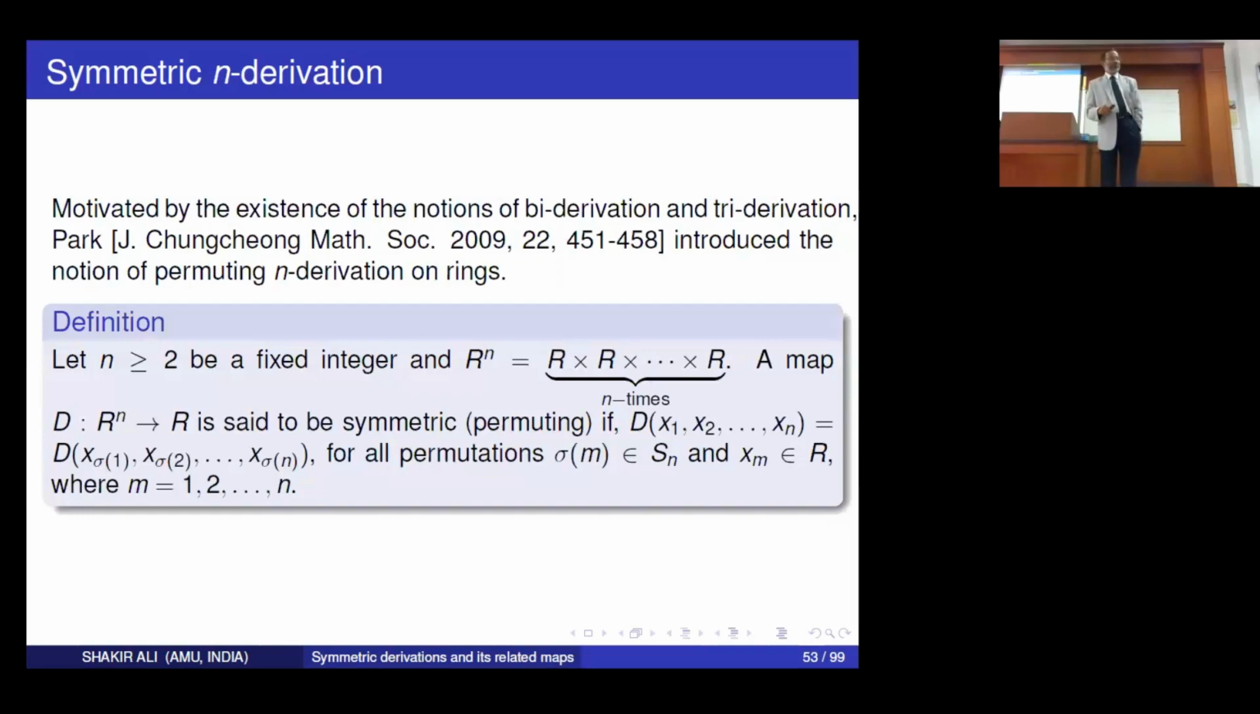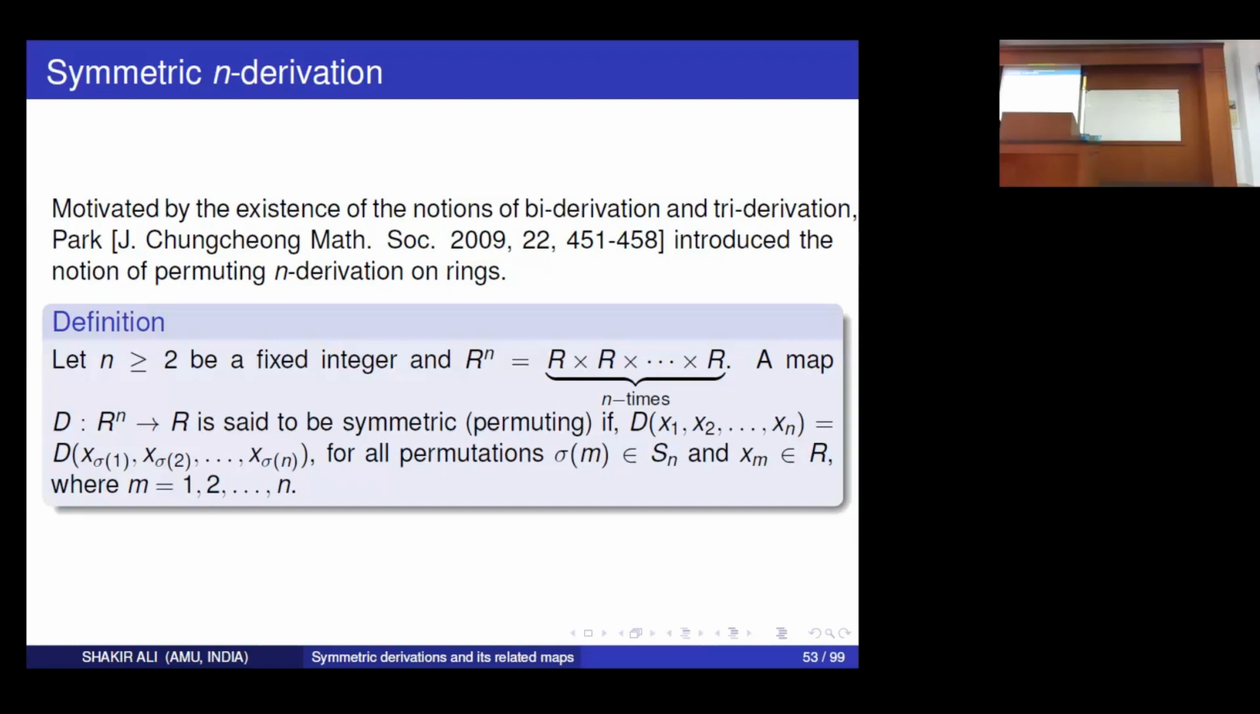Yes. Okay, we will reach here. This is your question about this type of method. Okay, so here n is greater than or equal to 2. We fix an integer n, and R^n we already know of this form, and then we take D from R^n to R.